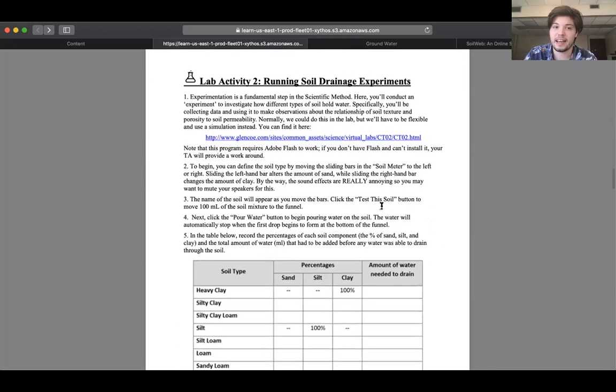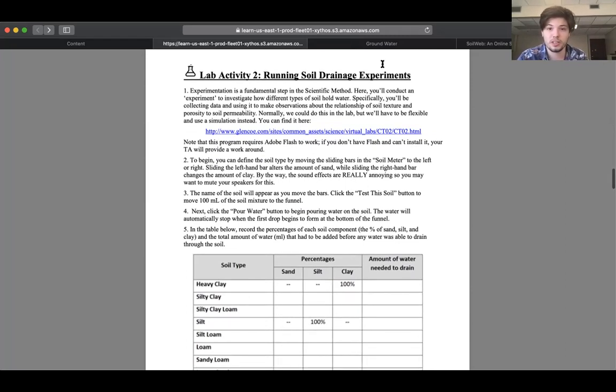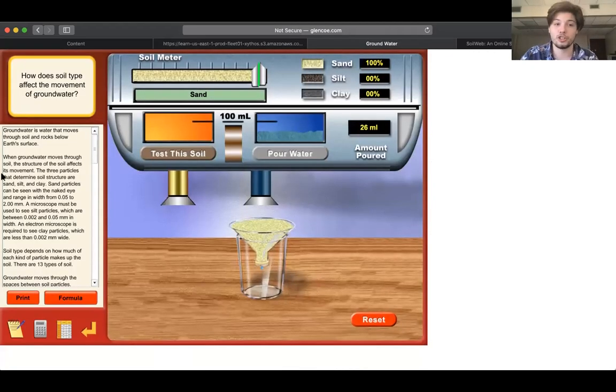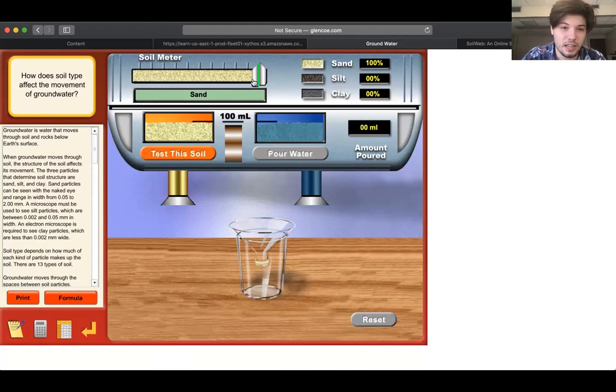After that, you're going to have a second activity, which is running soil drainage experiments. So for this, you're going to go to this link, which brings you to this website here. Make sure to ignore these instructions over here on the left side of the screen. Those go way more in depth than what we're going to do for this lab. So if you end up doing a bunch of that stuff, you're just going to be wasting your time and doing a lot of math. And this website is going to make really annoying noises, so you might want to mute your computer when you're doing this stuff.